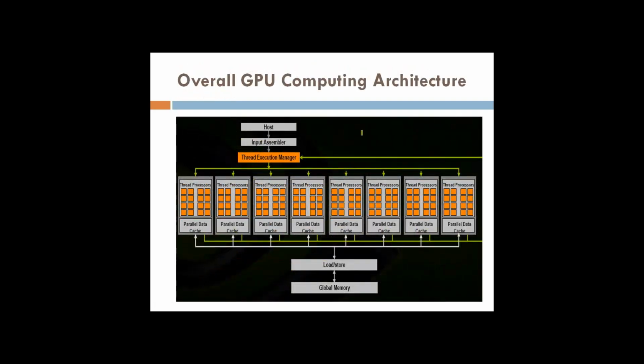Now, the overall computing architecture: there is the host, then an assembler which converts our code into something executable on the device, then the thread execution manager, then different thread processors. We will just go through an overview of this, and all the threads can access the global memory.